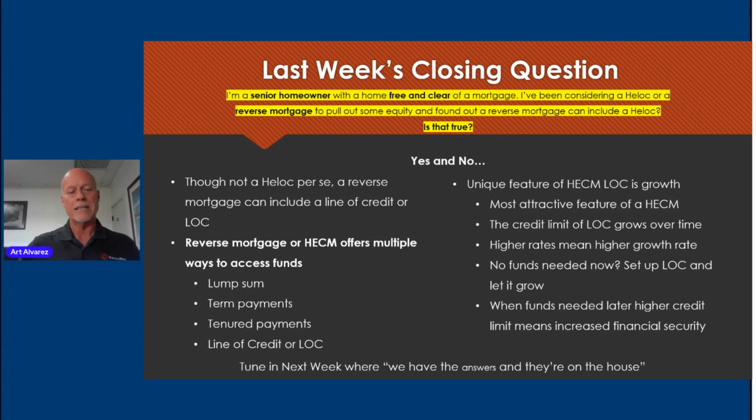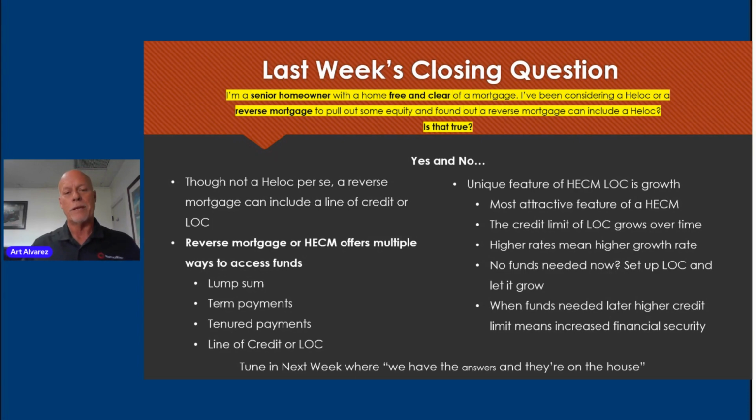And then the last way you can get access to the funds in the reverse mortgage is the line of credit, or LOC. So you can get the lump sum that you want or need to pay, plus whatever additional lump sum you want. And then if there is a remaining portion, you can ask that it be set up on a line of credit.